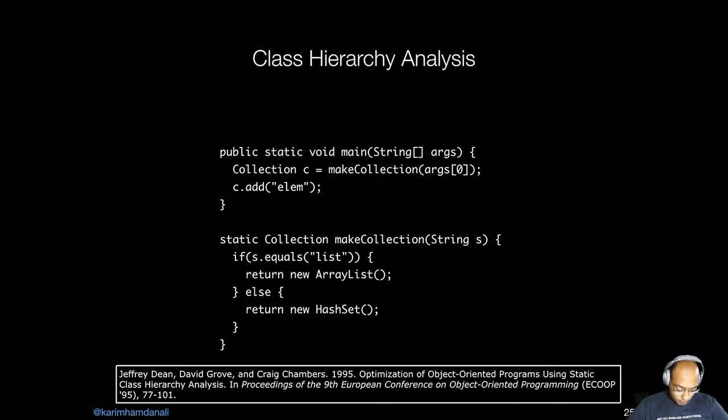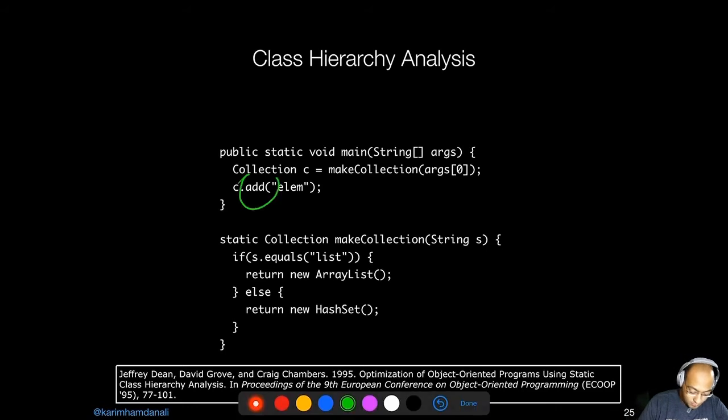So the first analysis that we have is class hierarchy analysis. I'm going to show each one of those call graph analyses with an example. Here we have an example with a main function in Java. Given the verbosity of the example, you can tell that this is Java. Public static void main creates a collection based on some argument that is passed to the main function, and then it will call the method add with that element on that collection.